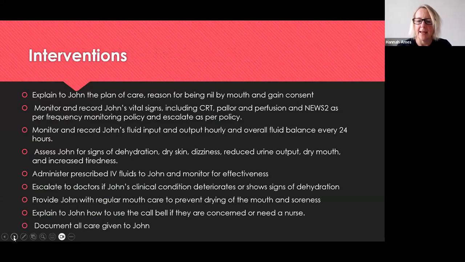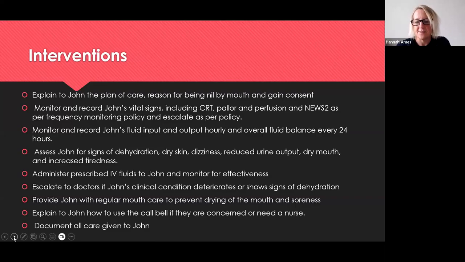Interventions: I'm going to explain the plan of care and the reason for being nil by mouth, and gain consent with John. I'm going to monitor and record John's vital signs, specifically thinking about those that monitor and assess haemodynamic status, so capillary refill time, peripheral perfusion, as well as my full NEWS too, as per monitoring frequency and policy. I'm going to monitor and record John's fluid input and output hourly and overall fluid balance every 24 hours.